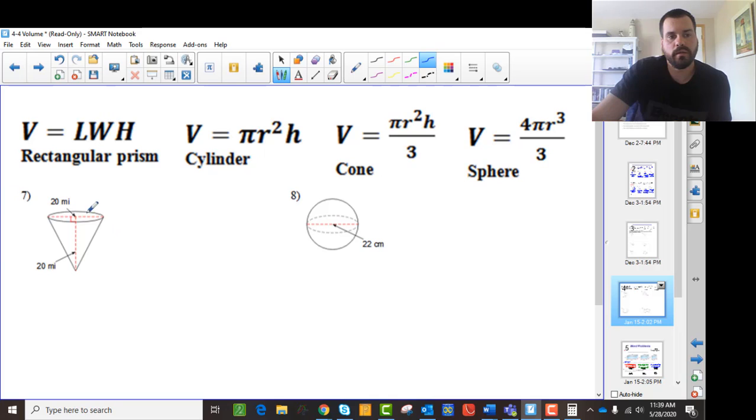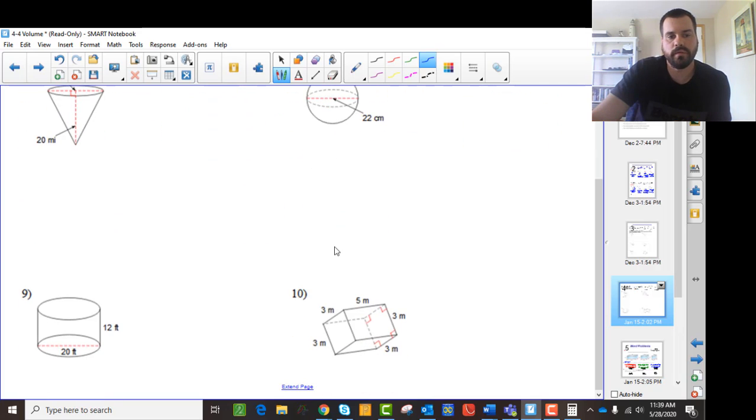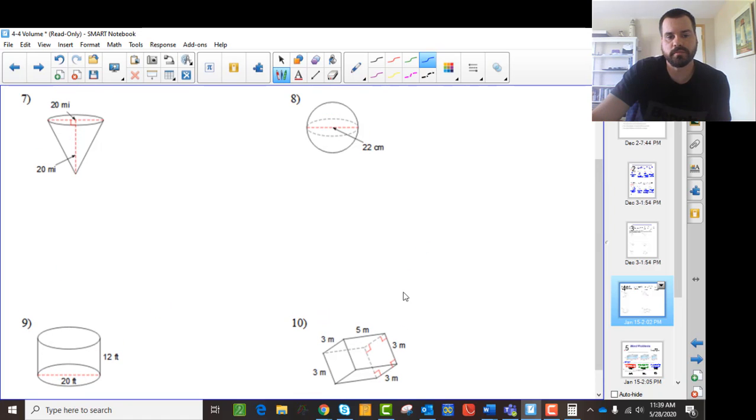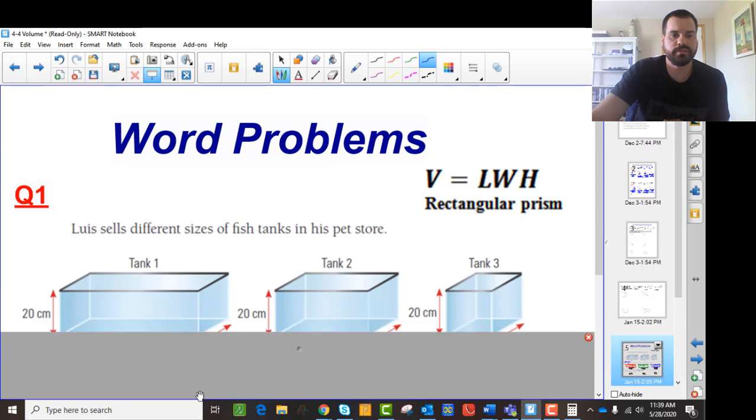And then this is a cone, okay, sphere, and then a cylinder and a rectangular prism. So you can try those on your own. However, what we want to be able to do is actually apply these to certain situations.